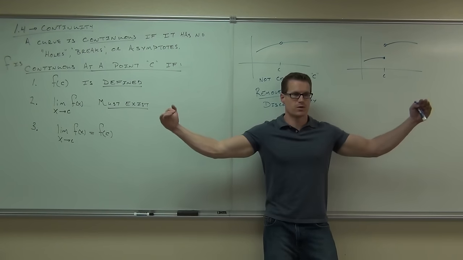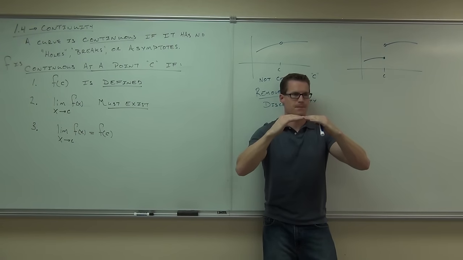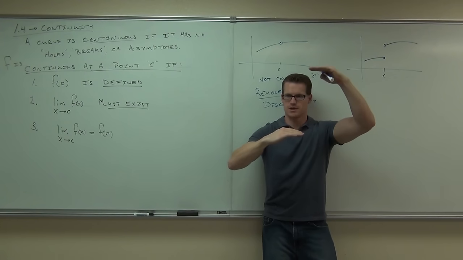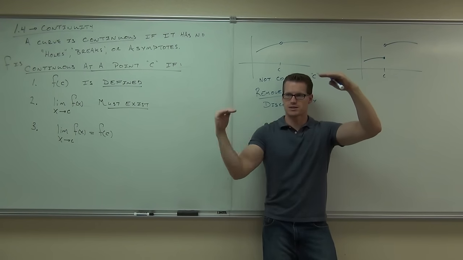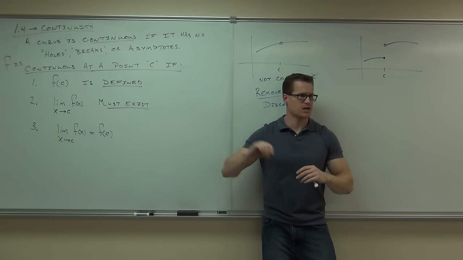A limit existing says we're going to the same spot. It means it has to look like this to get it. Does it look like that? It looks like this, right? That's a problem. So does this side meet up with this side? If it doesn't, then the limit doesn't exist. So is number two satisfied?